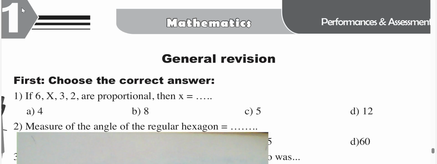Today we'll solve the general revision from the assessment in your book. General revision, first term. First question, choose the correct answer.